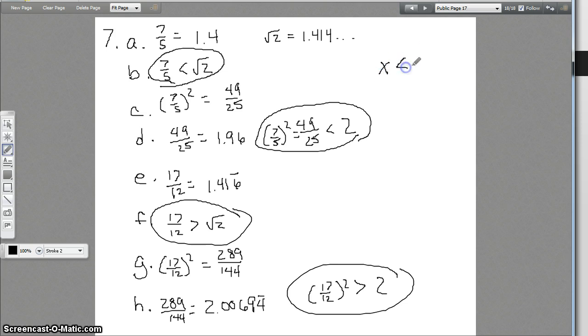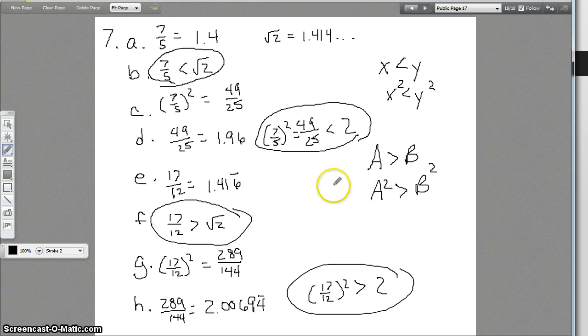If x is less than y, then x squared will be less than y squared. If a is greater than b, then a squared will be greater than b squared. Okay, that's what they're trying to get you to see for this one. So this was number 7. It's just like number 13 that I assigned for homework.